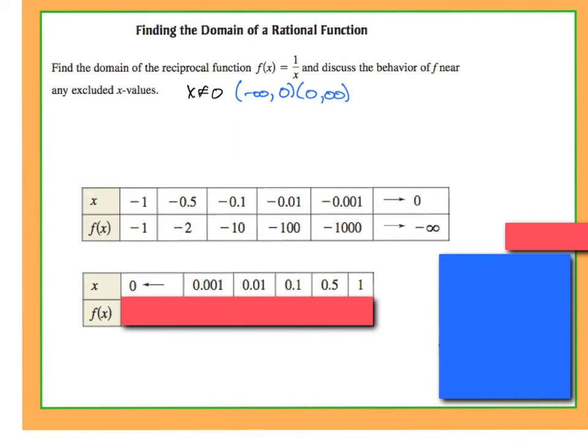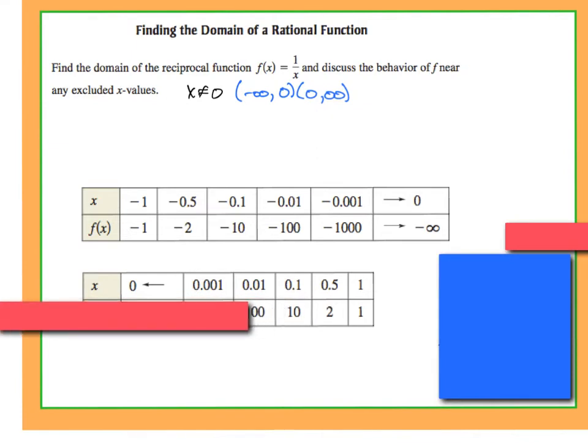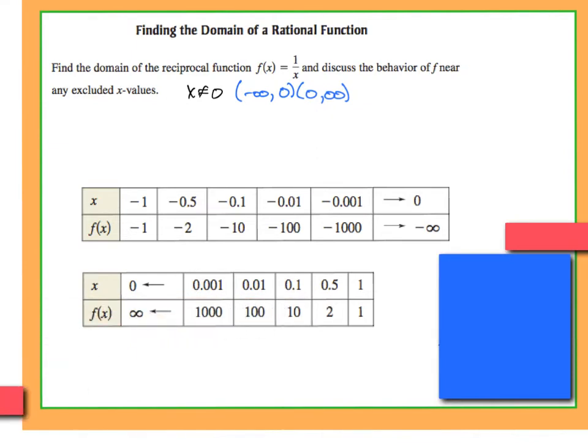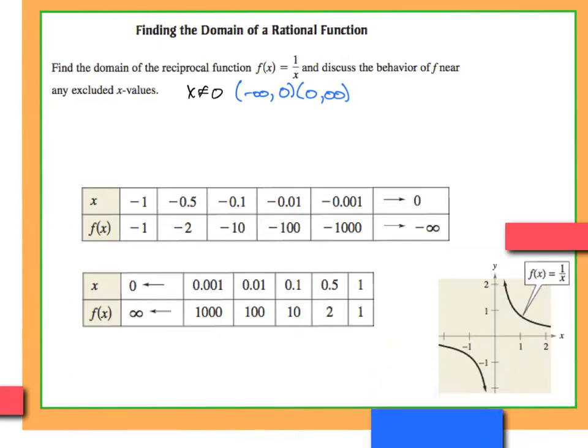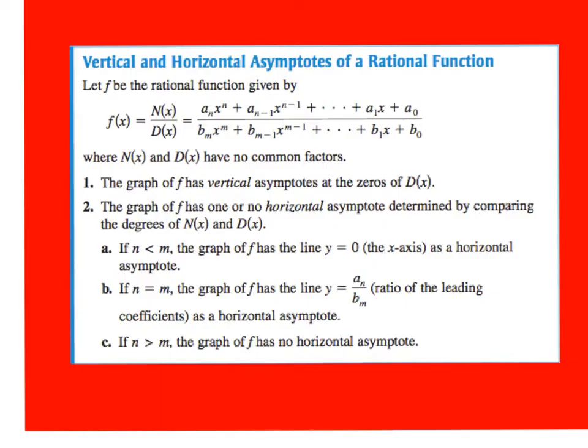And then when I go from the right, if I substitute in 1, what do I get? 1. If I substitute in 1/2, I get 2, and then 10. And then what's it doing when it goes from the right of 0? It goes up. All right, so graphically speaking, when I approach 0, 0 is my problem area, true? So when I approach 0 from the left, it goes down, and when I approach 0 from the right, it goes up. All right, let's move.